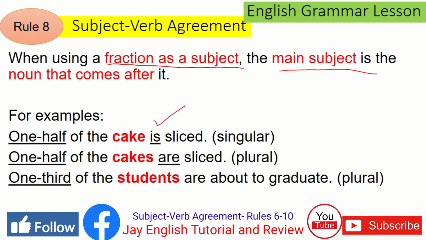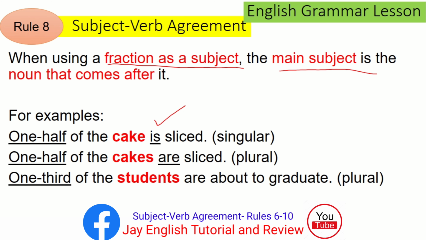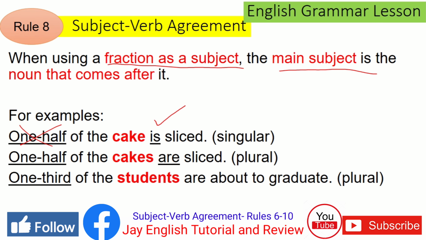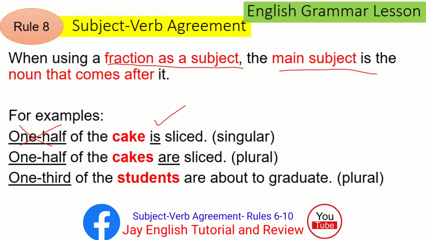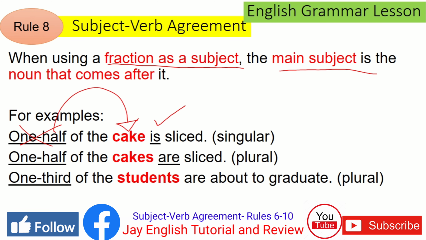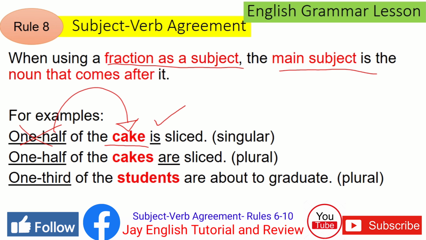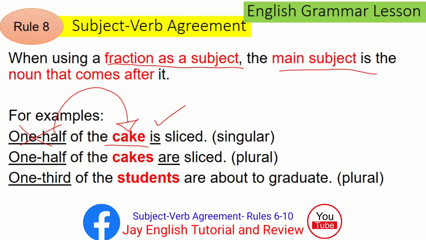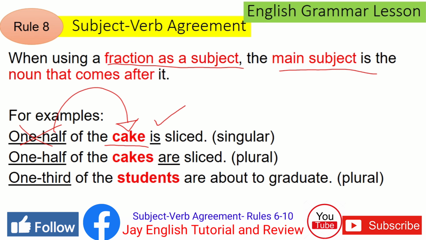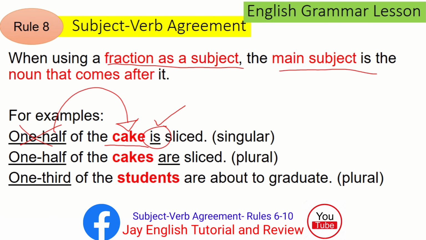If we check the rule, the expression of fraction like 1/2 is not the basis of our subject. It's not the main subject. And the rule says the main subject is the noun that comes after it. So the noun that comes after 1/2 is cake. Therefore, it is on the word cake where our verb is going to agree. That is the reason why we are using the linking verb is, not are, or the other linking verbs. 1/2 of the cake is sliced.